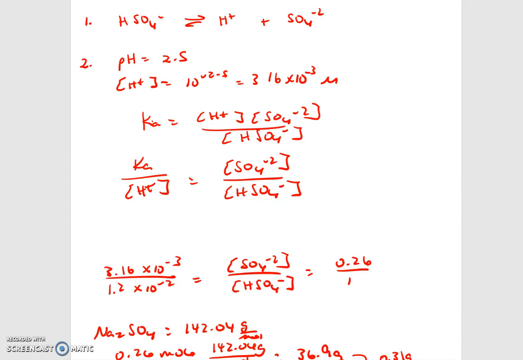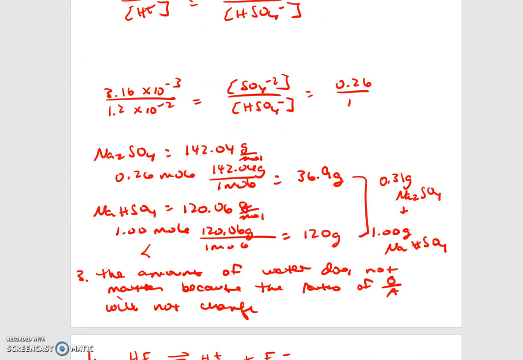Okay, so moving down a little bit, I calculated that my hydrogen ion concentration with a pH of 2.5 is 3.16 times 10 to the minus 3. The Ka value for hydrogen sulfate is 1.2 times 10 to the minus 2. And that ratio will give me the ratio of my base to my acid. So I'm going to take 3.16 times 10 to the minus 3 divided by 1.2 times 10 to the minus 2, and that's going to give me a 0.26 to 1 ratio. Now that's a concentration ratio.